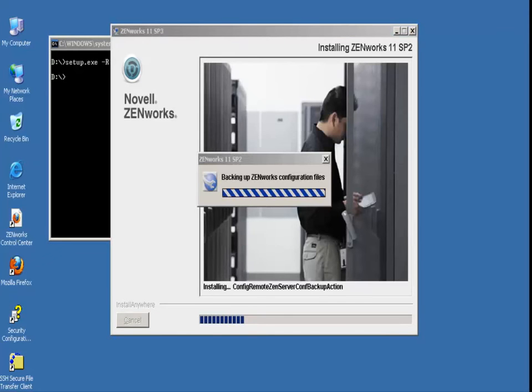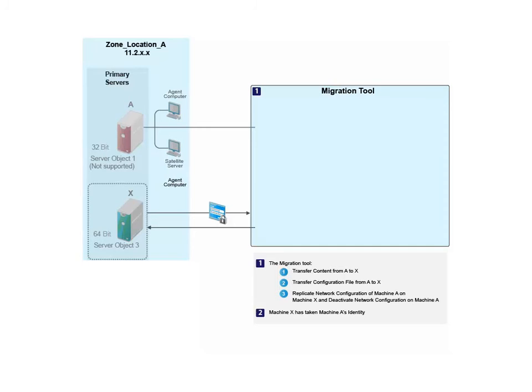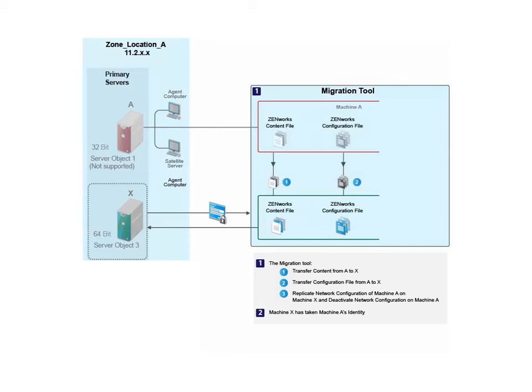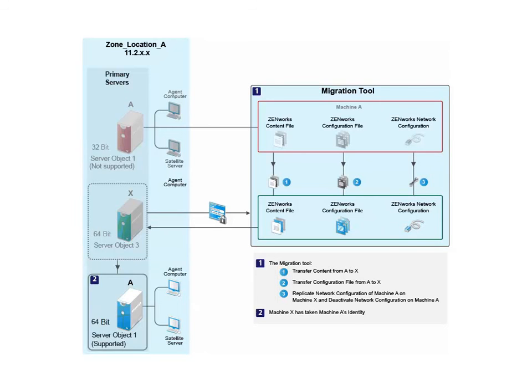Depending on the amount of data to migrate and the speed of the machines and network, this process could take a few hours to complete. The migration tool copies Machine A's content files, configuration files, and network configuration to Machine X. It then deactivates the network configuration on Machine A and activates it on Machine X. When the migration tool is finished, Machine X is now Machine A.